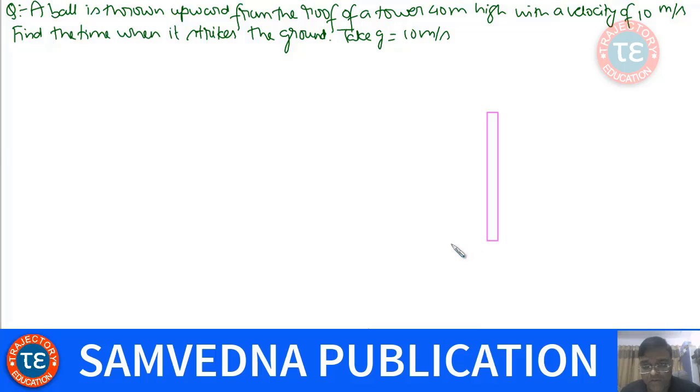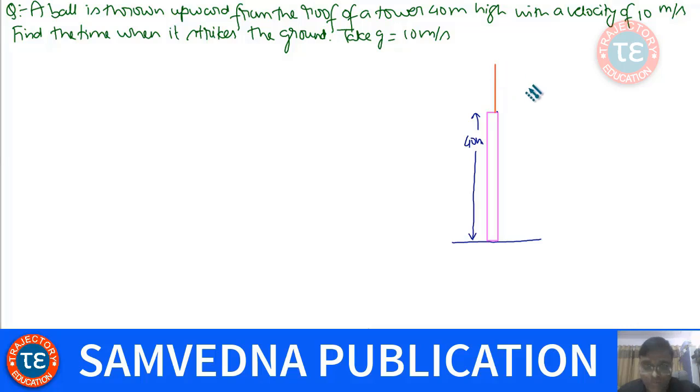Suppose this is the tower having the height of say 40 meter. This is the ground, and this height is 40 meter. Alright, and from here we are throwing a ball in upward direction. We throw it in upward direction.